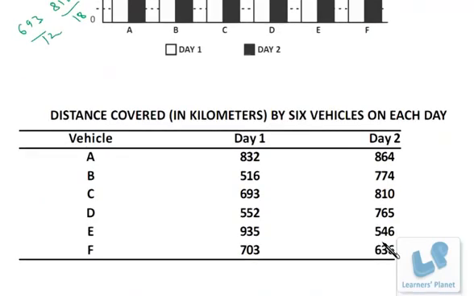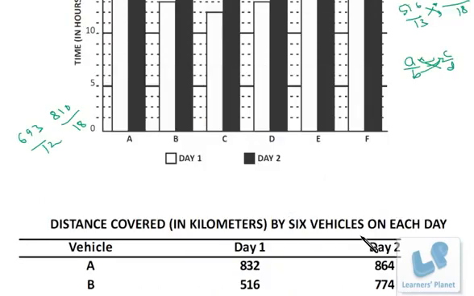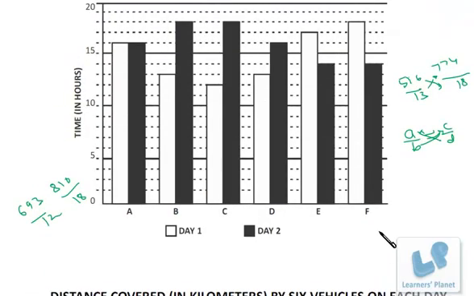Now we go for D. D is 552 and 765. So I write 552 and 765, with the time being 13 over here and 16 over here. Further, the unit digit is 2 and it's 5. So even this is not the same.